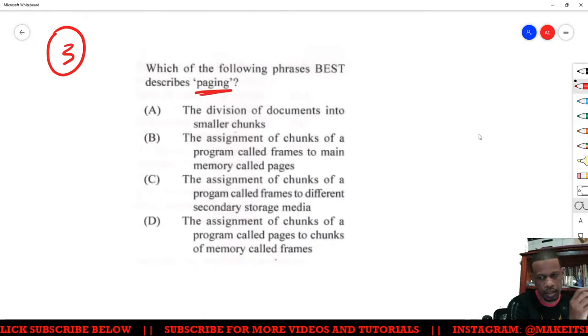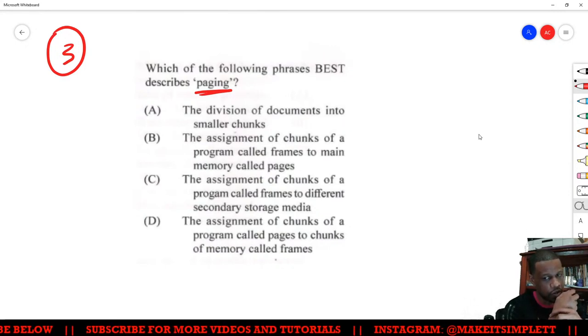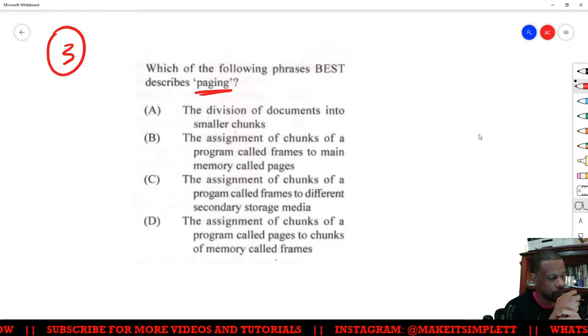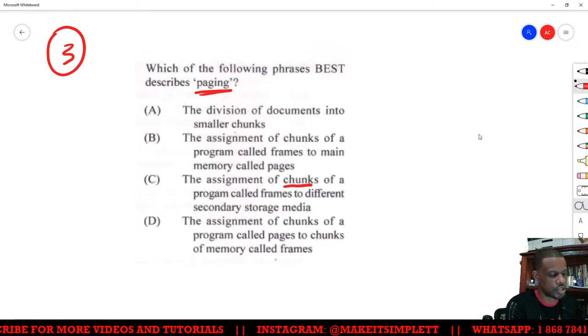Alright, which of the following phrases best describes paging? Now, paging is rough, because you have to be able to differentiate this from chunks and frames.